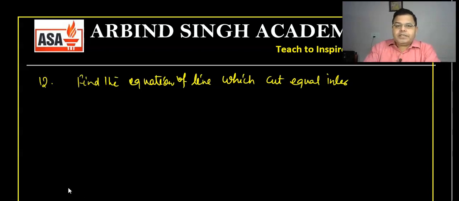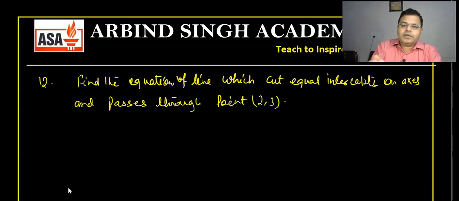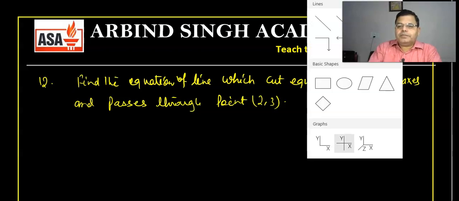Find the equation of the line, the 12th question from exercise 10.2. Find the equation of the line which cuts equal intercepts on axes and passes through the point (2, 3). Find the equation of the line which makes equal intercepts on the coordinate axes and passes through (2, 3). So how to do this?